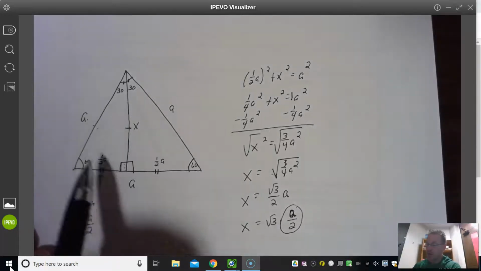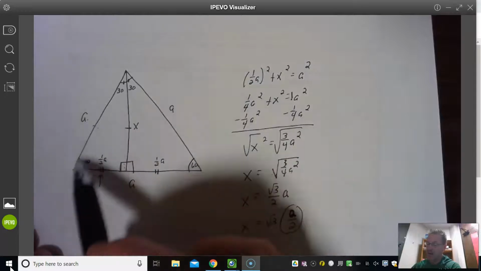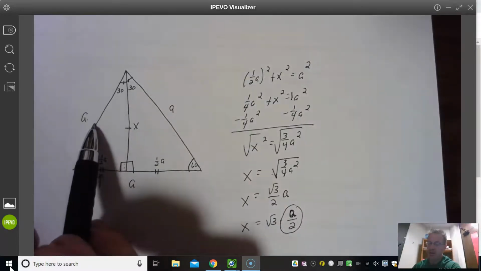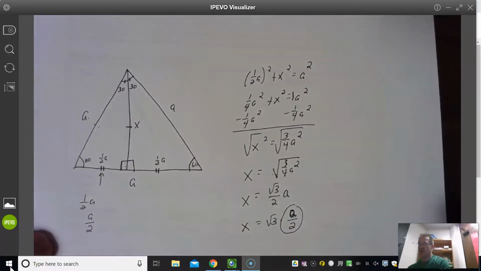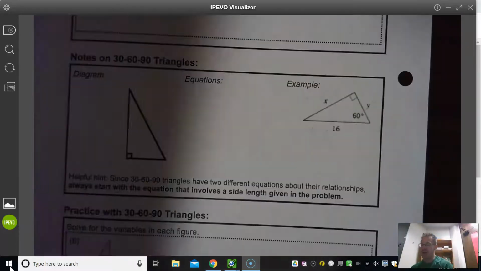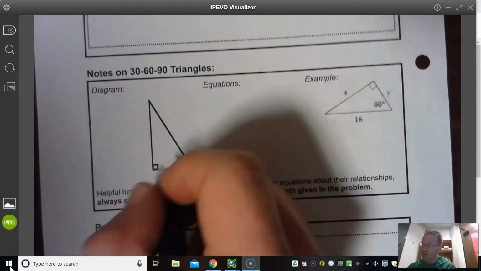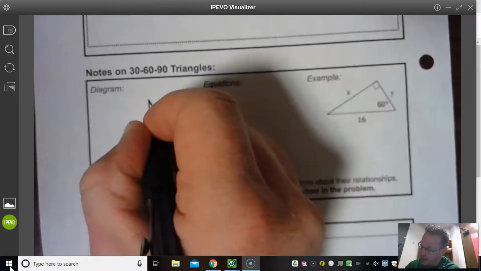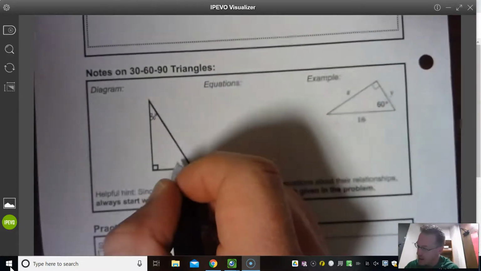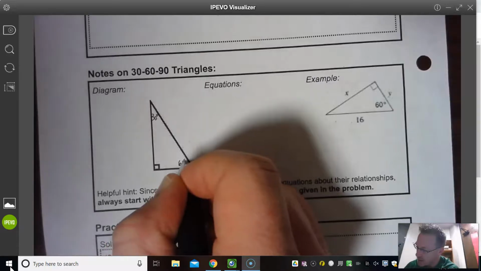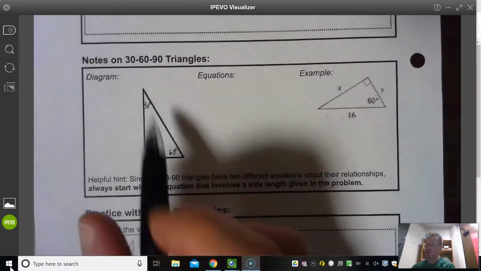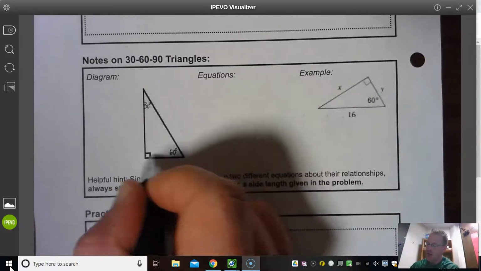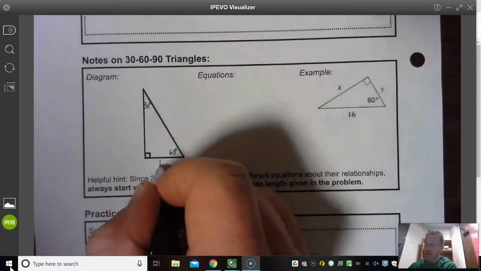So now when I look, this is 1/2 A, this is A. So that means this side is always twice as big as the side opposite 30. So when I transfer this here, I'm just going to change the notation to make it a little bit easier. When we label our triangle here, let's say this is 30 degrees, and let's say that this is 60 degrees. To make it easier to work with our equations, I'm going to let the side opposite 30 be B.